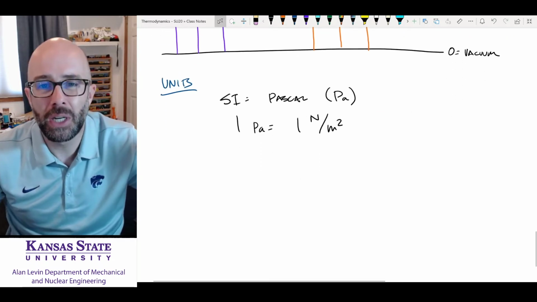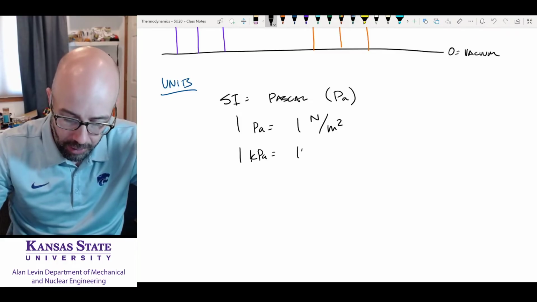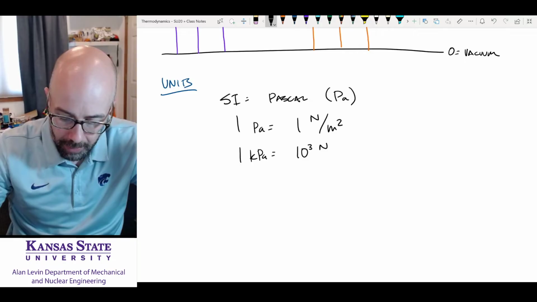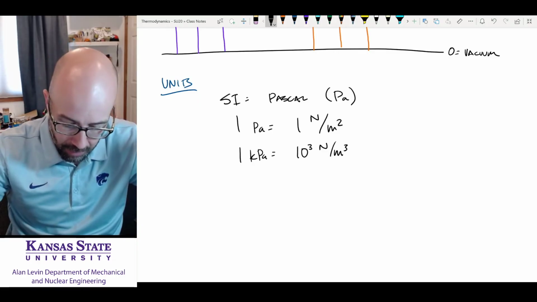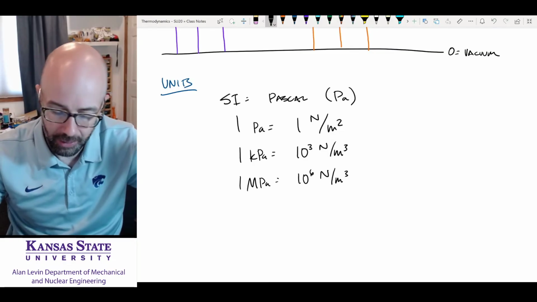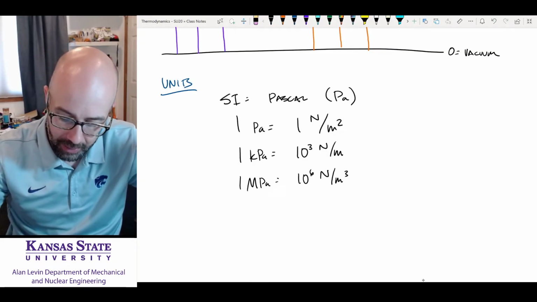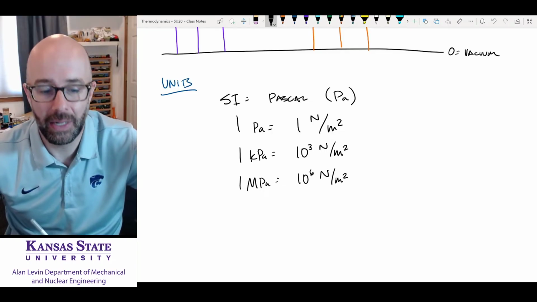But we often don't deal with pressures that small. We're going to be dealing with kilopascals. So 1 kilopascal is going to be 10 to the third newtons per meter cubed. And even higher in some things where we deal with megapascals. So 1 megapascal is equal to 10 to the sixth newtons per meter cubed. That's wrong, Wanklin, you're probably yelling at me from home. Meters squared, we're dealing with force per unit area.